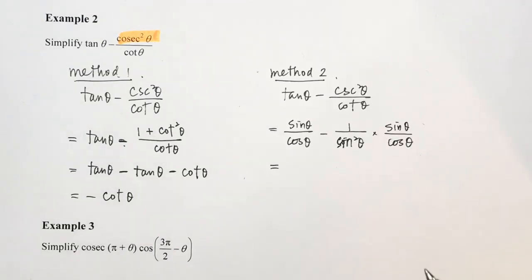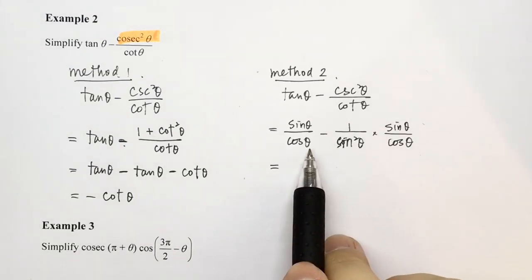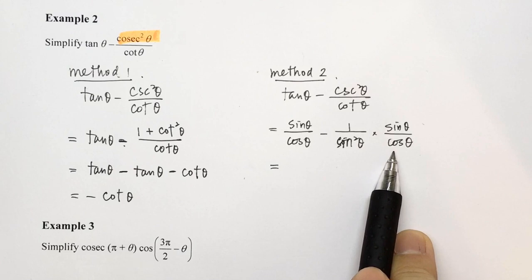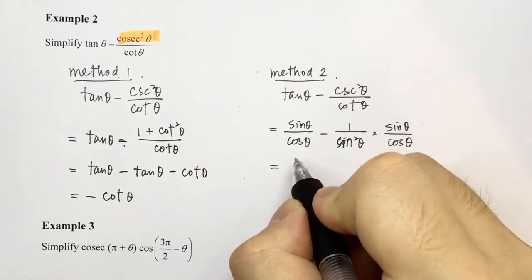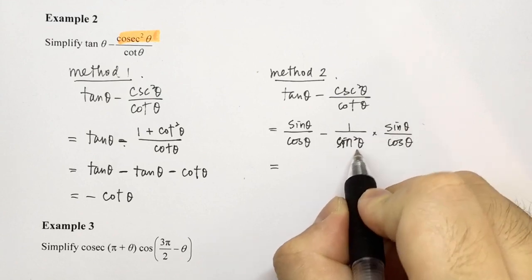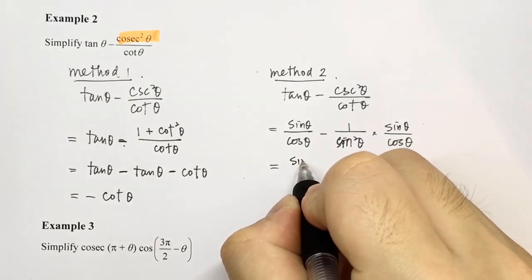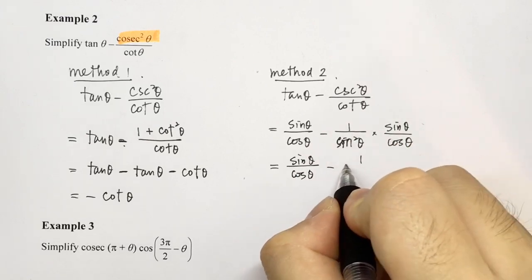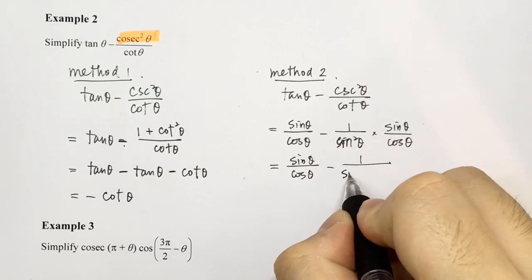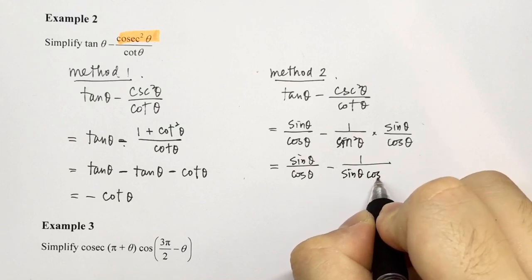And you can do it in several ways. You can pick out sine over cosine as common factor and do something in between, or you can do a cancellation here. So I choose to cancel the sine theta here to get this.